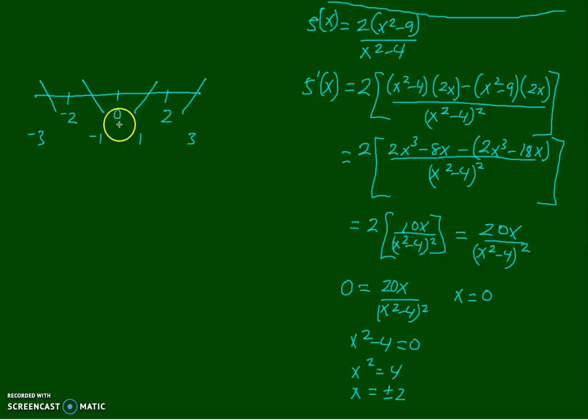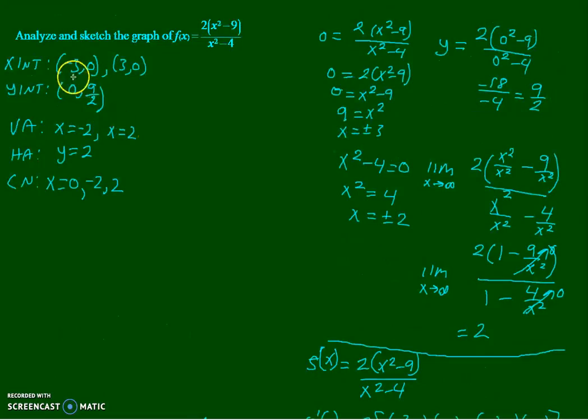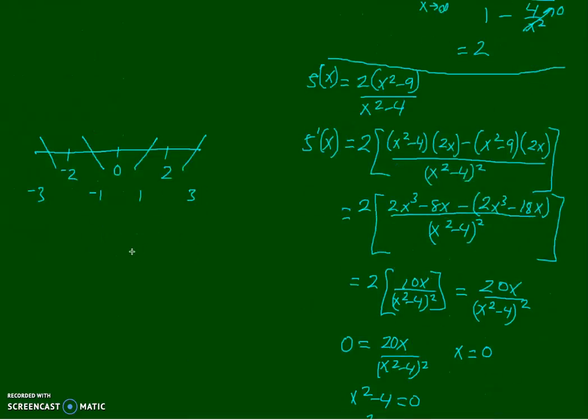0 is in fact a minimum. So we have a minimum value at 0, and remember that we had a y-intercept at 0, 9/2, so our minimum is the y-intercept of the function. So let's put a minimum at 0, 9/2. So now let's go ahead and determine concavity.